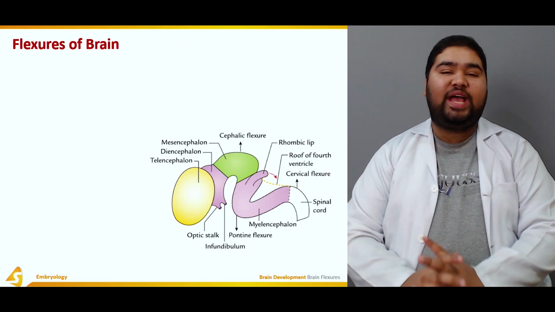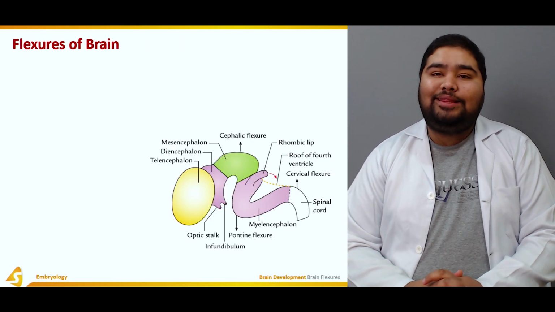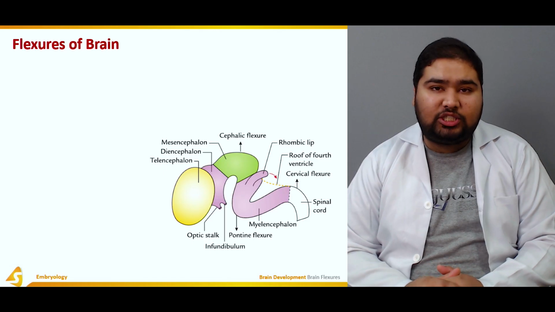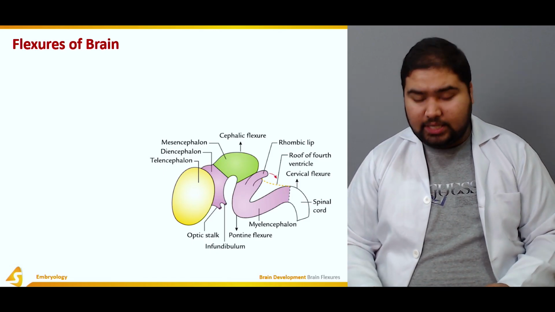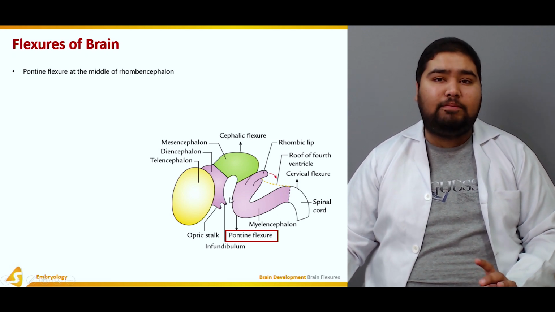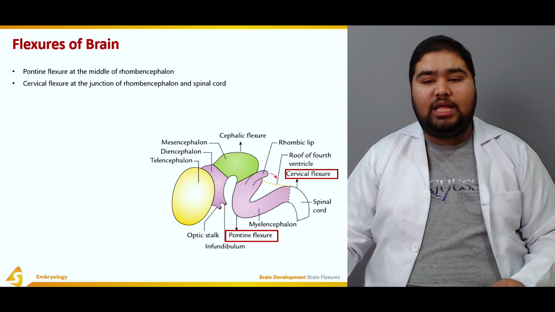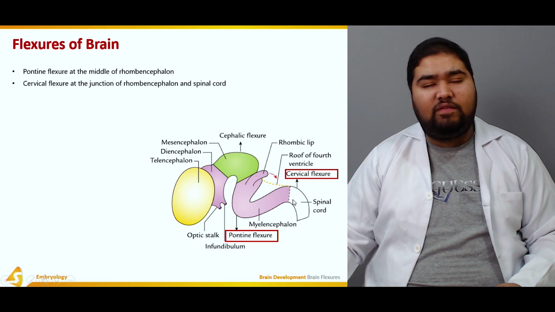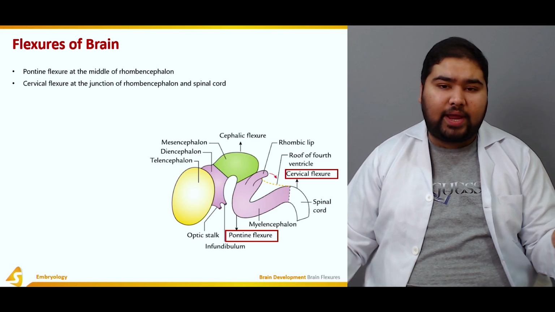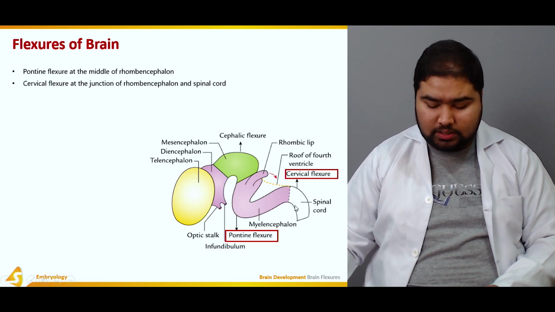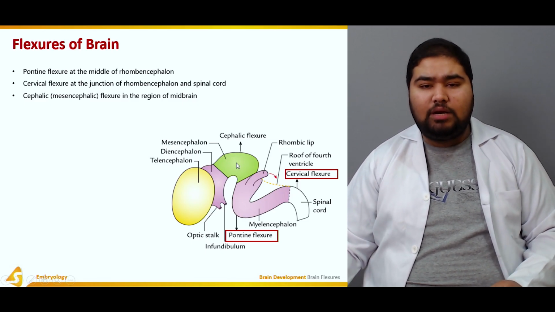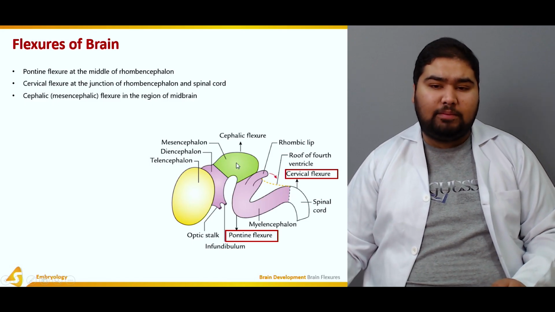So moving on, we have the flexures of the brain. There are three flexures in the brain that help the brain to attain its adult position in the human body. These three flexures are the Pontine flexure, here in purple. This Pontine flexure lies in the middle of the rhombencephalon. Then we have the cervical flexure at the junction of the rhombencephalon, the caudalmost part of the developing brain, and the cranialmost part of the spinal cord. And finally, we have the cephalic flexure, which is located in the region of the midbrain.